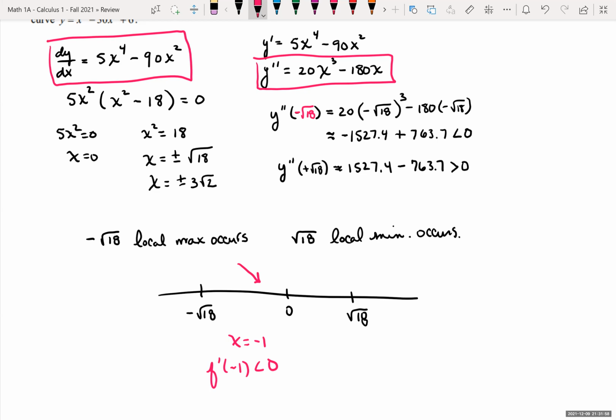And so let's look at the other side, about x equals +1. Again, if we plug in 1, this is an even function, so I'm going to get the same thing as if I plugged in -1. And so the derivative evaluated at 1 is also less than 0, and so it's decreasing. So a local extrema does not occur at x equals 0.